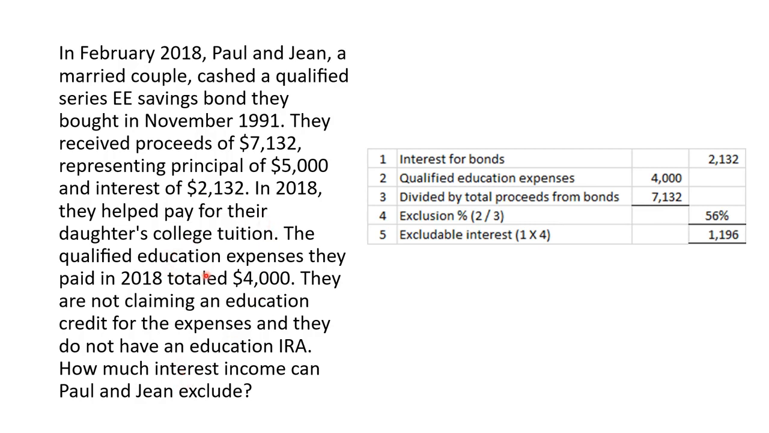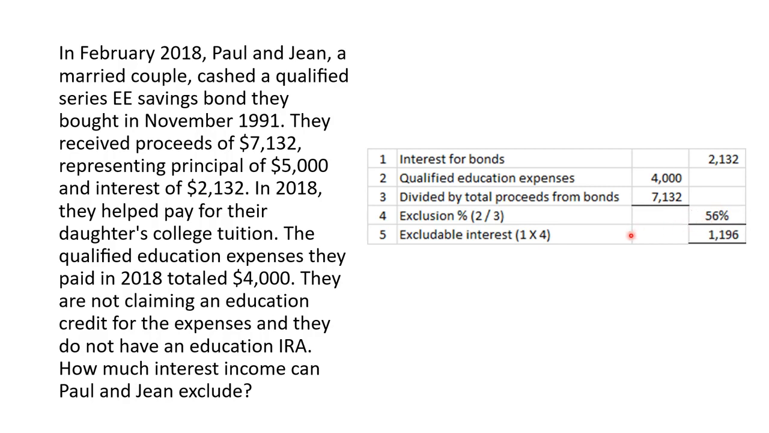Well, first, they're not using the $4,000 of their daughter's education expense for the credit, and they're also not using it for an education IRA. So that $4,000 can potentially be used to figure the non-taxable part of interest from the cashing in of this education bond. Let's do the calculation. The interest was $2,132, the education expenses were $4,000, and total proceeds were $7,132. Take the $4,000, divide it by $7,132, and come up with 56%. That would be line 2 divided by line 3 equals 56%.